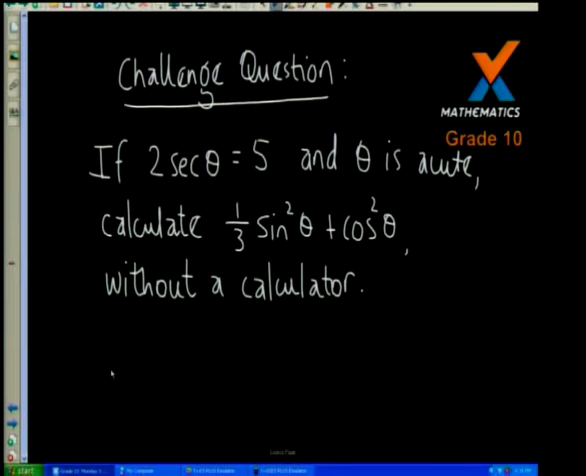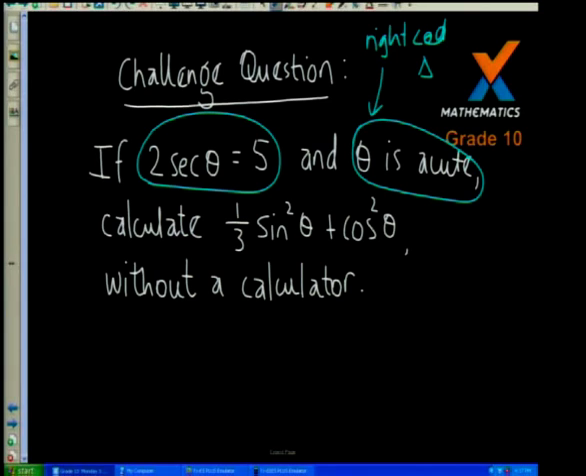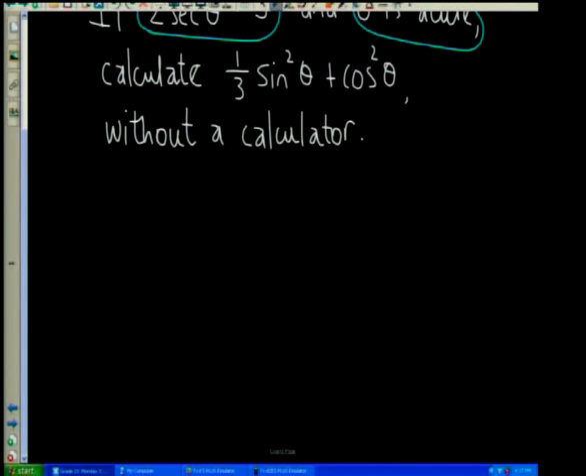We had: if 2 sec theta is equal to 5 and theta is acute, calculate the value of that expression without a calculator. So our focal points are the fact that theta is acute, so therefore I can work in a right angle triangle. And we've also got the ratio 2 sec theta equals 5, which will go a long way. So we would have sec theta equals 5 over 2, which would automatically give us that cos theta is equal to 2/5, because we know that cos theta times sec theta equals 1, since they are reciprocal ratios.